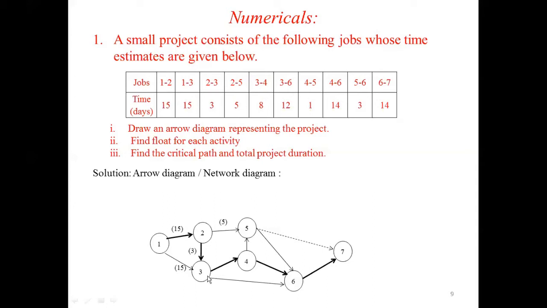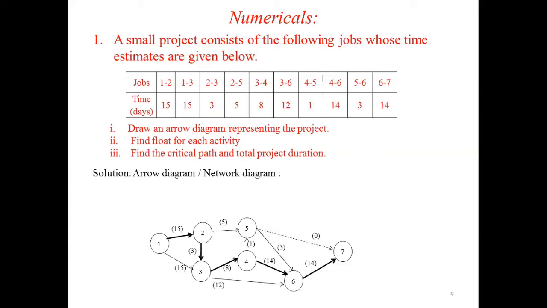Then next, 3 to 4 is 8, so you write 8. Then 3 to 6 is 12. 4 to 5 is 1. 4 to 6 is 14. 5 to 6 is 3. 6 to 7 is 14. Then for 5 to 7 it is 0, because in the given problem there is no activity between 5 and 7, and hence you consider it as 0.